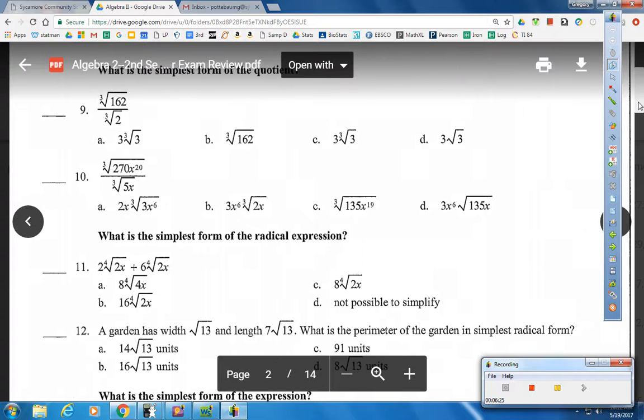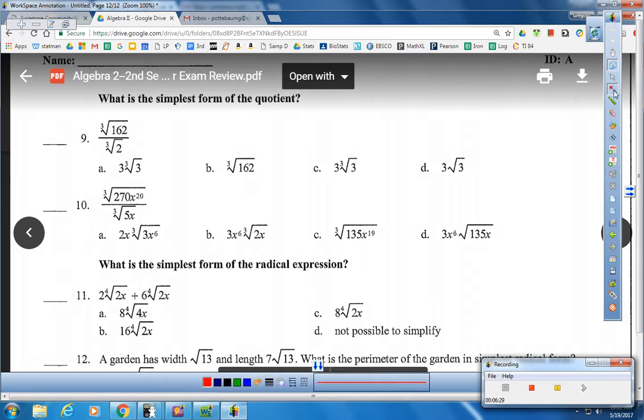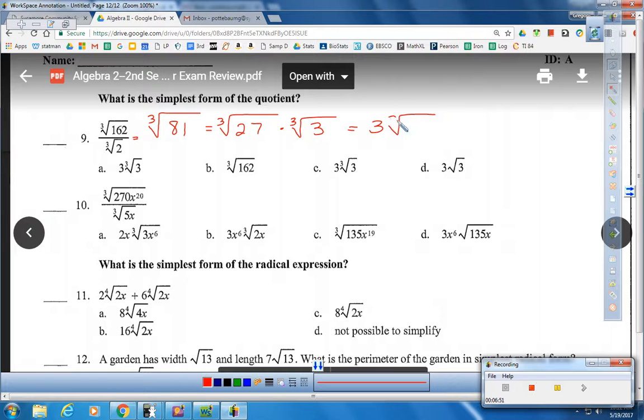Going a little fast there. Okay. Number 9, the quotient, we divide. This is the same as the cubed root of 81, and 81 is the same as 27 times 3. Now why did I pick 27? Because it's the largest perfect cube that goes into 81. The cubed root of 27 is 3, so this is 3 times the cubed root of 3.